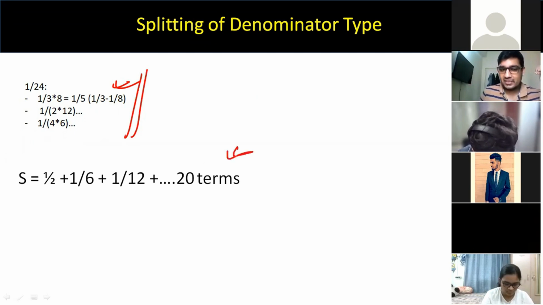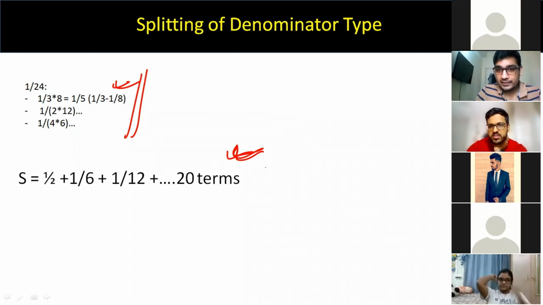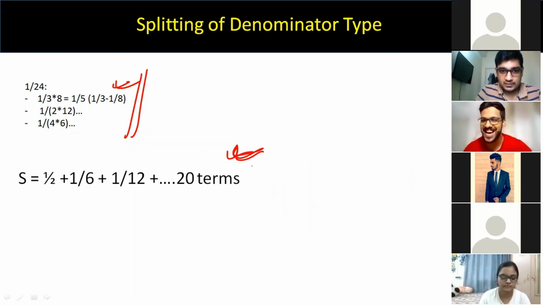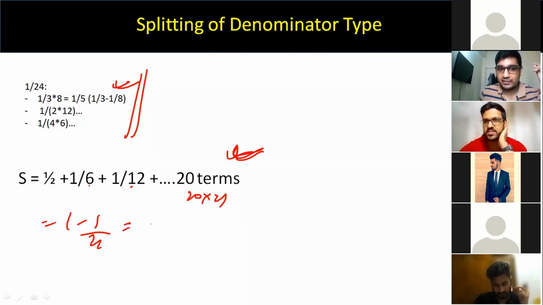So now solve this question. I think we have already done this, right? We have already done this, haven't we? What's the answer? Tell me quickly. It is till 20 terms, not infinite. 20 by 21. This is 1 into 2, 3 into 4, and the last will be 20 into 21. So what will it become? 1 minus 1 by 21. It is 20 by 21.